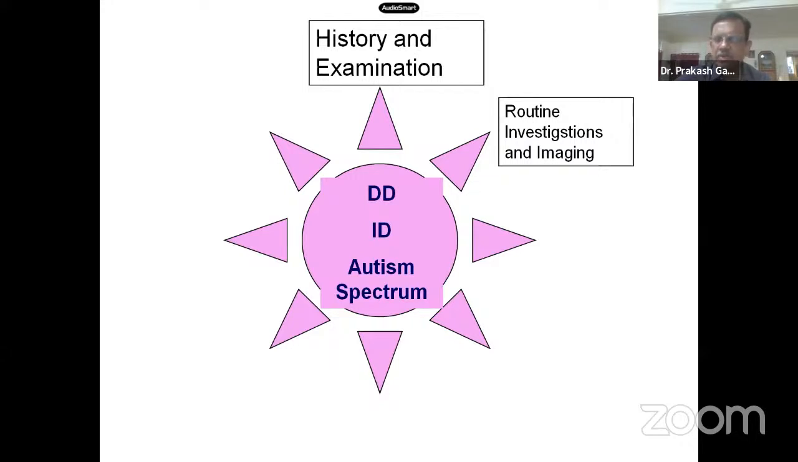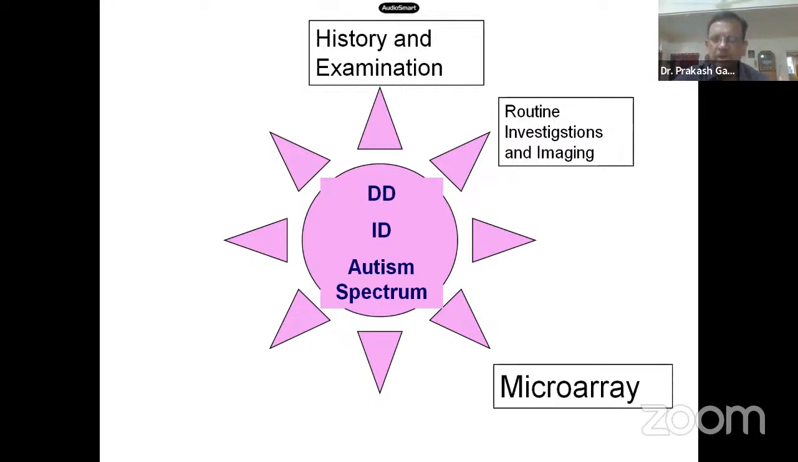As I said, for developmental delay or intellectual disability, autism spectrum disorders, how should we diagnose them? We should diagnose them by having a microarray. So that is the appropriate investigation.